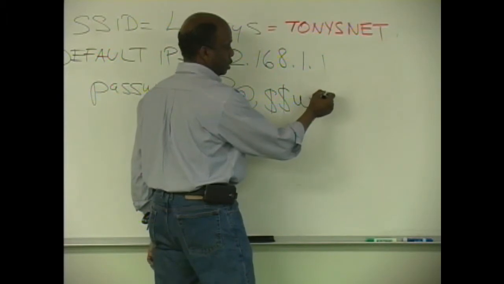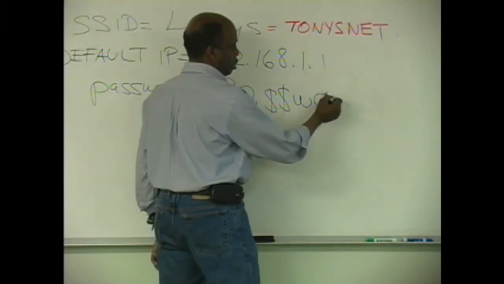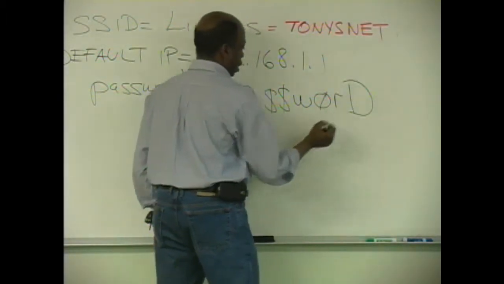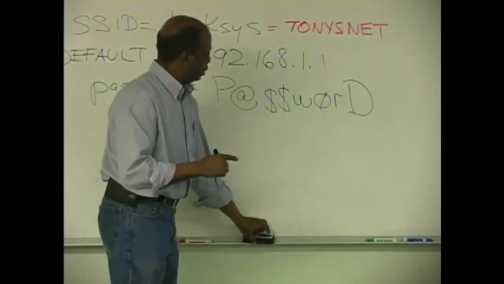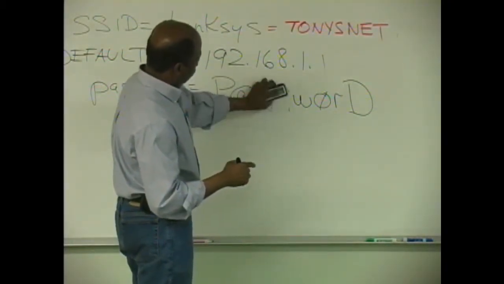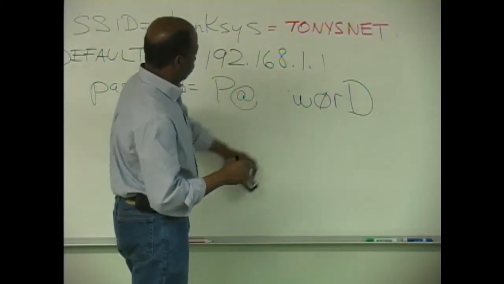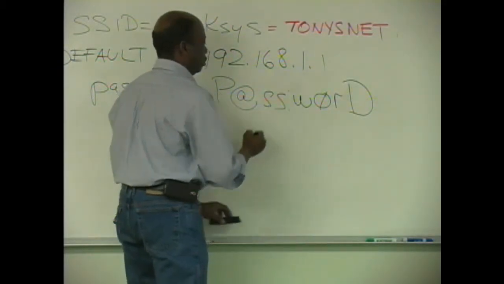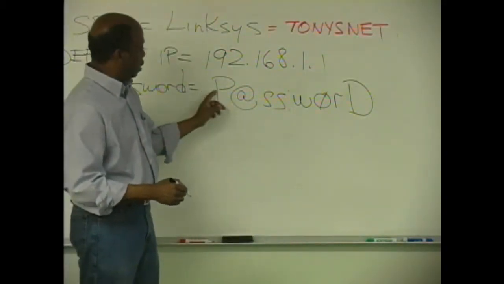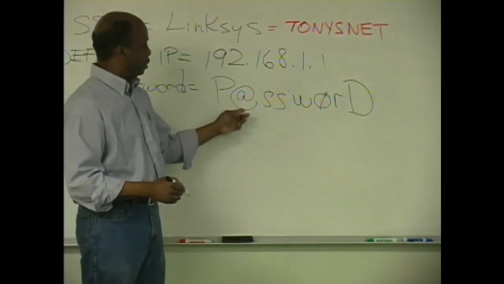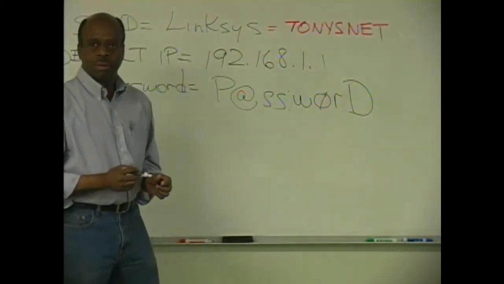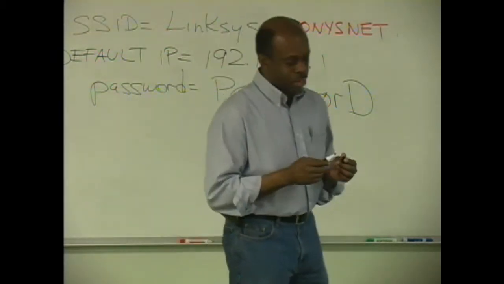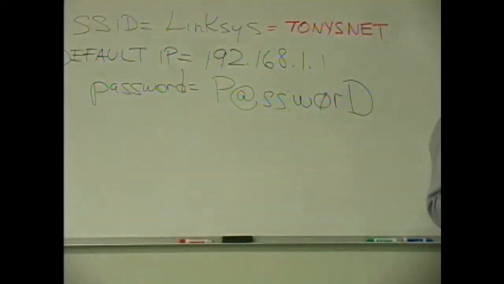O, but instead of O, that's the zero. R and capital D. Now, if we don't use the dollar signs, we can just leave it as S. But that's still secured. You got upper and lowercase letters and special characters in there too. So that was just an example. You just come up with one that you'd like to put in.